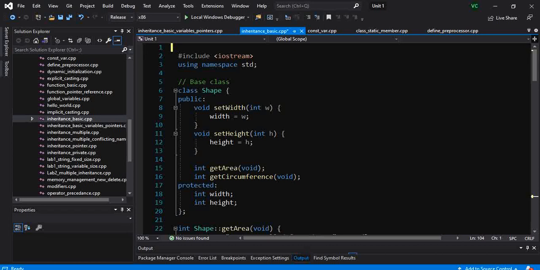Hello, everybody. We will look at the concept of inheritance in C++. So C++, or any object-oriented language (OOP), gives us this facility to inherit the classes which are already written.